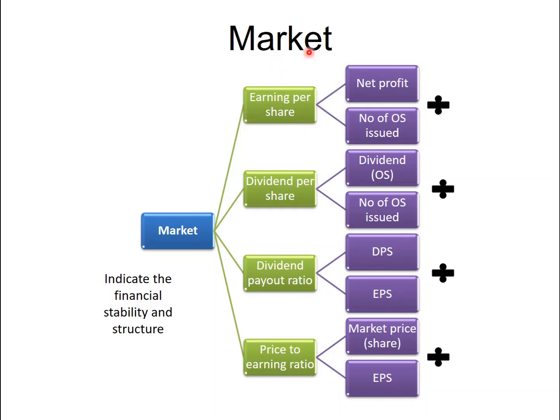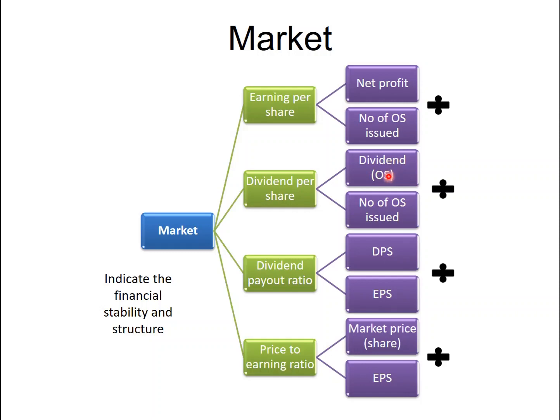Next is market ratio. Market ratio indicates the financial stability and structure. We have 4 types of ratio. The first one is earning per share. The formula is net profit divided by number of ordinary share issued. OS is ordinary share. Next is dividend per share. Dividend, which is ordinary share.